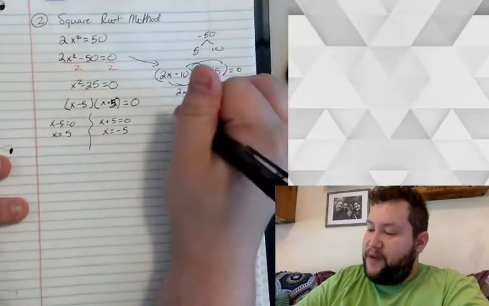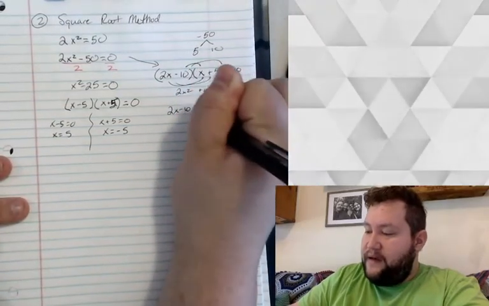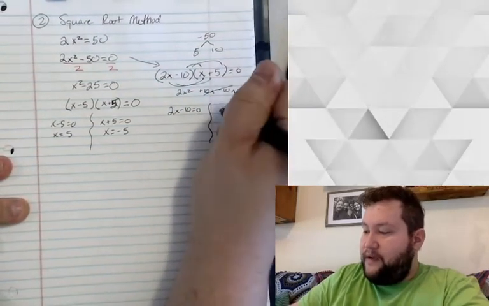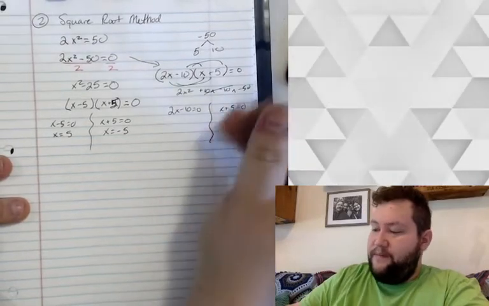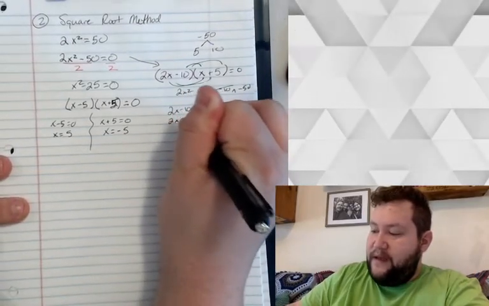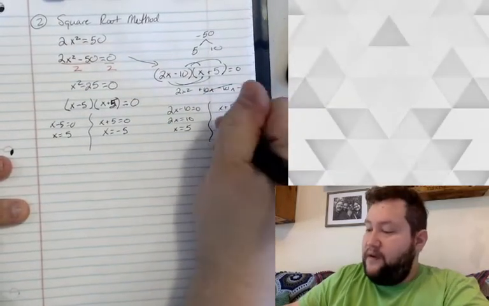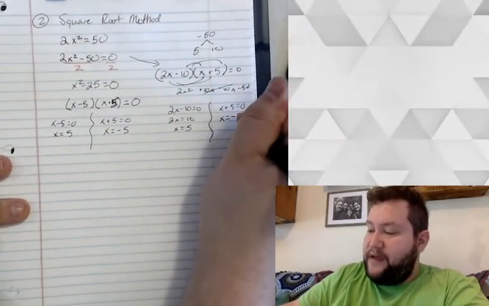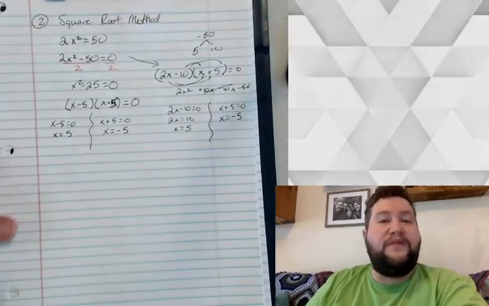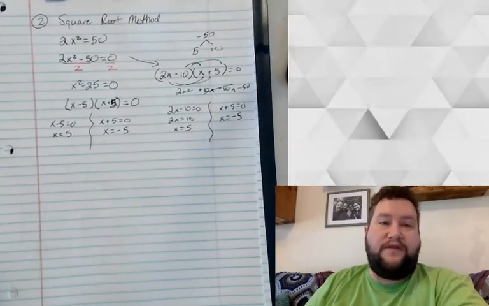And if we use our zero product principle here, 2x minus 10 equals 0, or x plus 5 equals 0. 2x equals 10, or x equals 5 by dividing both sides by 2. Or here, subtract 5 from both sides, negative 5. Right, so see, we get the same solutions whether or not you divide by 2.